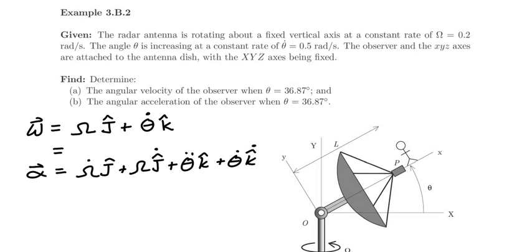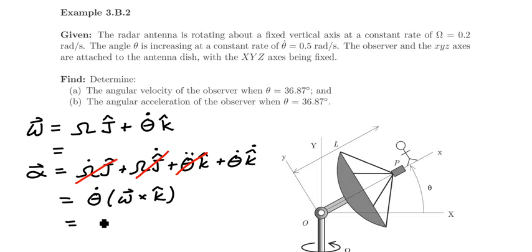In the problem statement, I'm told that capital omega as well as theta dot are constant, which means that of course the first and third terms go away. If I note that the capital Y axis is a fixed axis of rotation, that means this unit vector capital J dot will go away. And so what I'll be left with here is an angular acceleration that's solely a function of theta dot and little k dot. Keep in mind that the time derivative of a rotating unit vector is simply given by omega crossed with the unit vector itself, which is k.